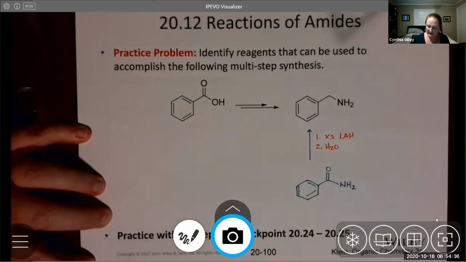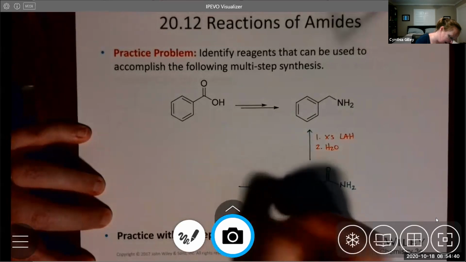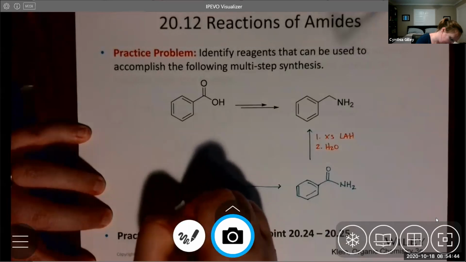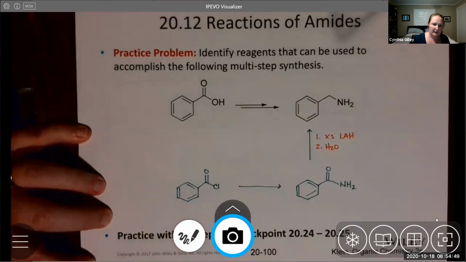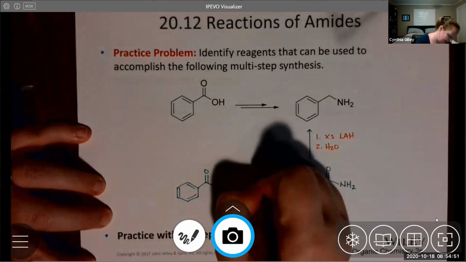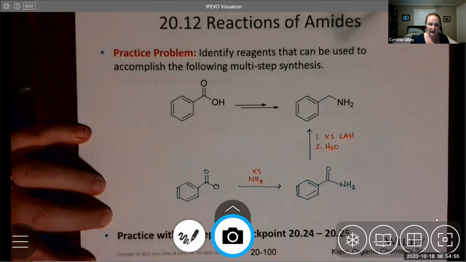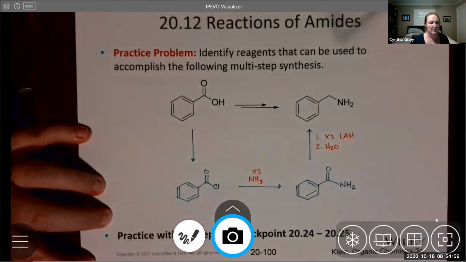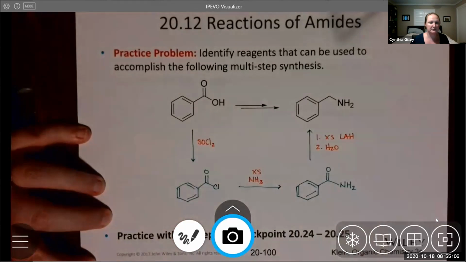Now we just need to think about how to convert a carboxylic acid to an amide. The most common way to get an amide is from an acid chloride. If I had an acid chloride, I would treat it with excess ammonia to get the primary amide. And that just leaves the conversion of the carboxylic acid to the acid chloride, and we need thionyl chloride for that.